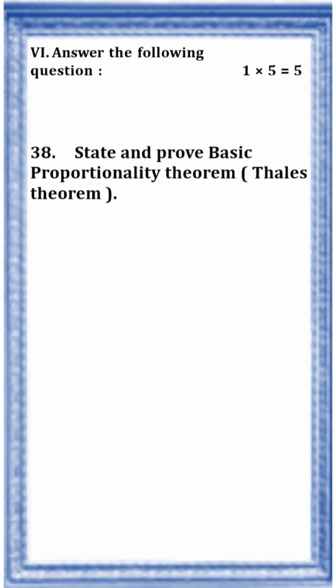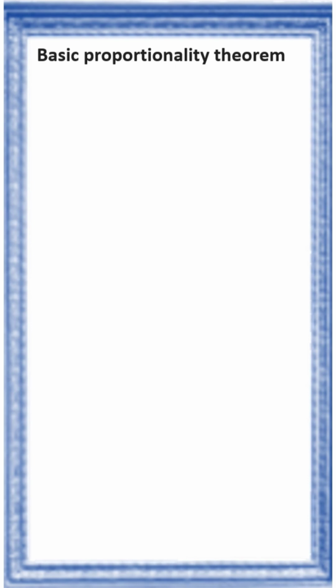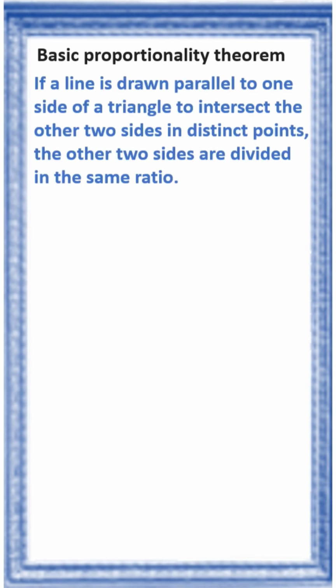Now the sixth main question. There is only one question, 5 marks. The question is: state and prove the basic proportionality theorem or Thales theorem. The basic proportionality theorem, which is also known as Thales theorem. The statement of the basic proportionality theorem is: if a line is drawn parallel to one side of a triangle to intersect the other two sides in distinct points, the other two sides are divided in the same ratio.